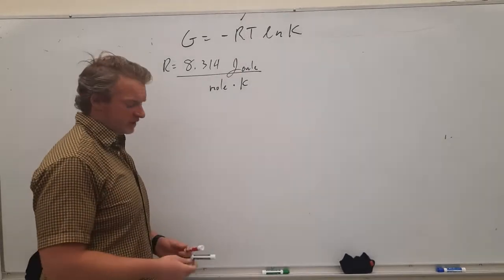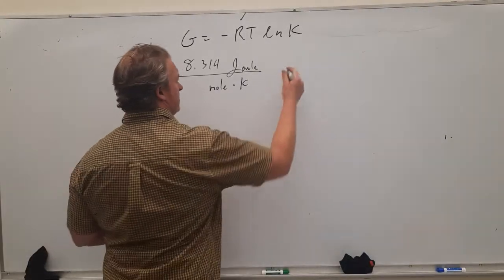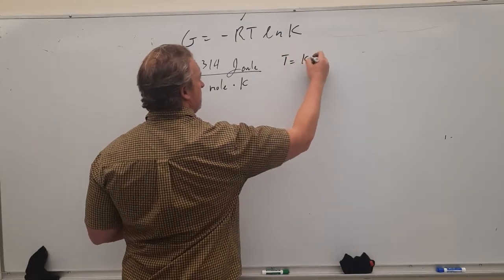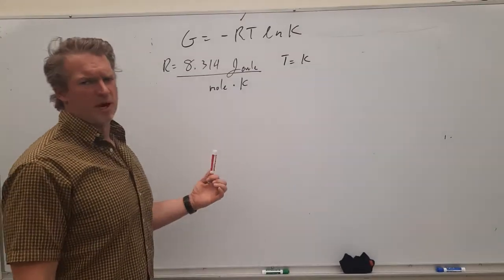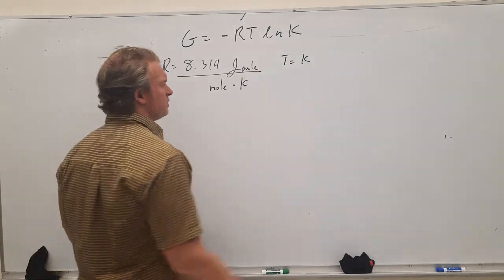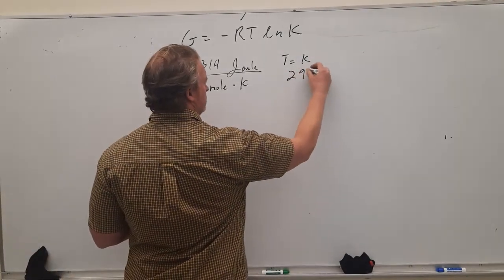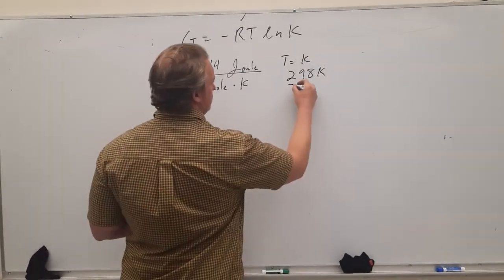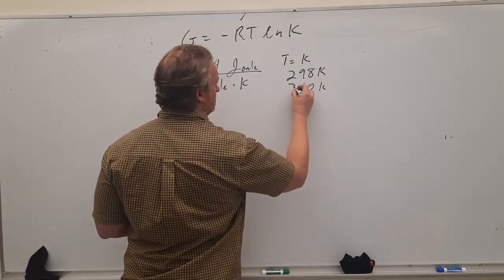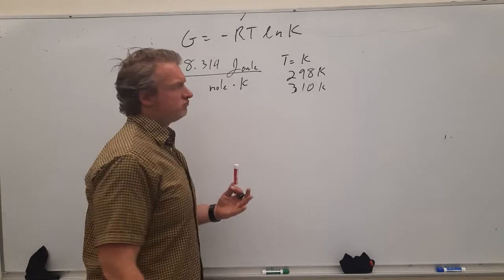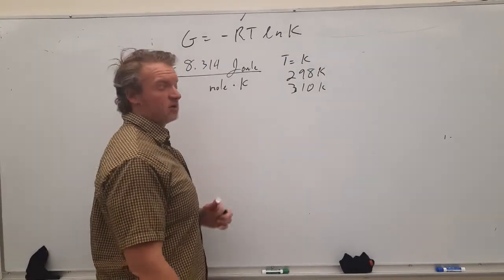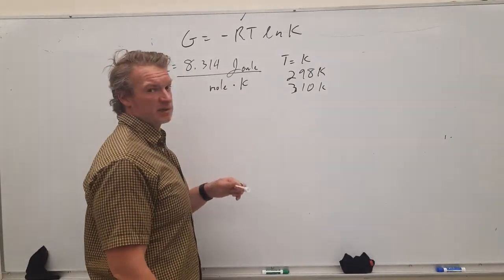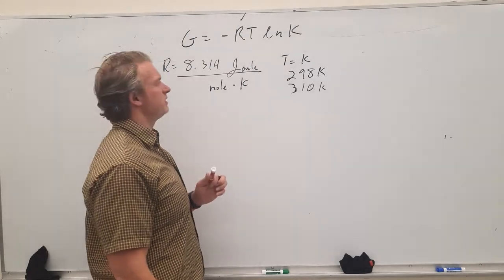The temperature in this case, make sure the temperature is always in Kelvin. Most often we do things at body temperature or room temperature, but just make sure it's Kelvin. So for example, 298 Kelvin is room temp, and usually 310 is what we call body temp. K, the equilibrium constant, has no units. Capital K is formally unitless.